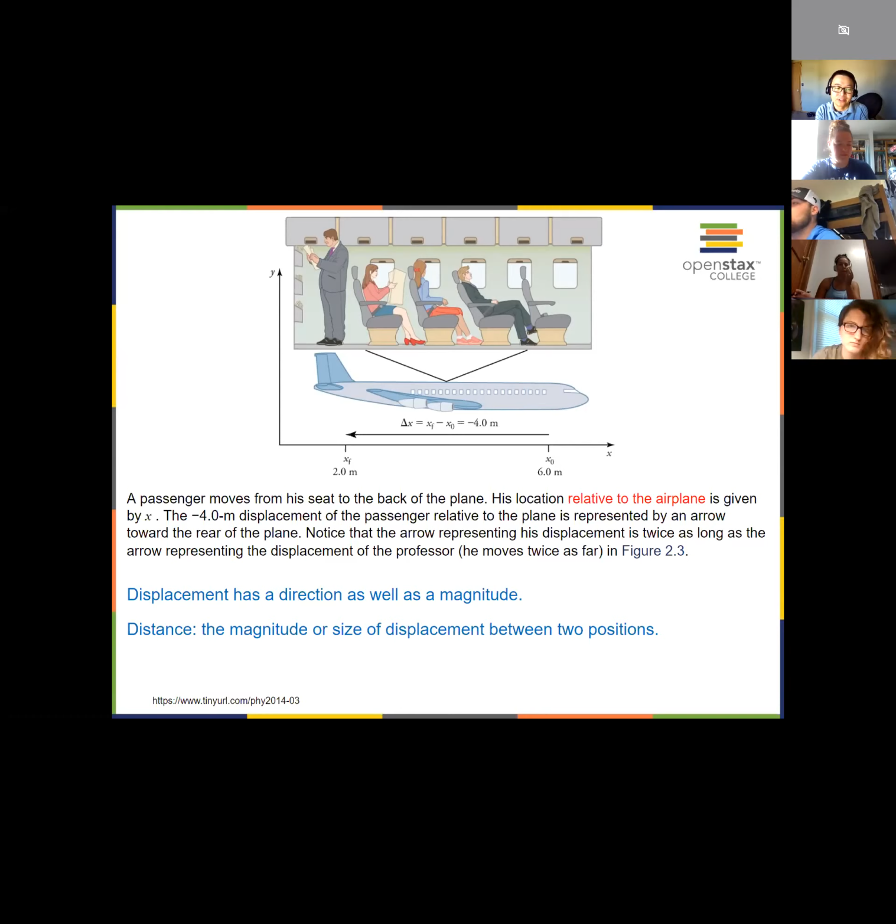So for example, distance. The distance between my home and workplace is about 25 miles. So you can just say 25 miles. You don't need a direction for that. So distance is a scalar quantity. In this case, we want to distinguish between a vector quantity and a scalar quantity.